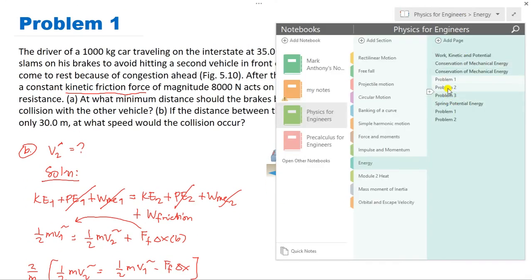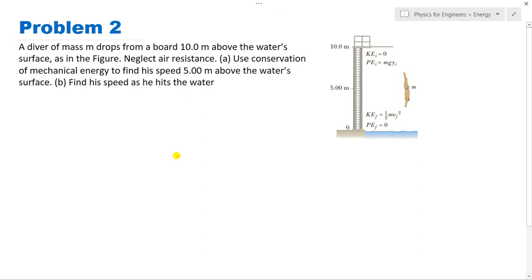Okay, so let's proceed to the second problem. We have here a diver of mass m drops from a board 10 meters above the water surface in the figure. So neglect air resistance, so we are shown that this is an ideal condition. Use conservation of mechanical energy to find his speed 5 meters above the water surface, and then find his speed as he reaches the water.